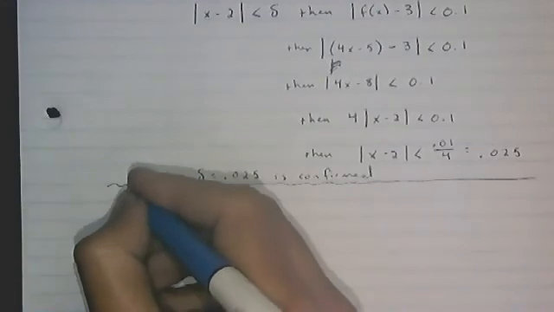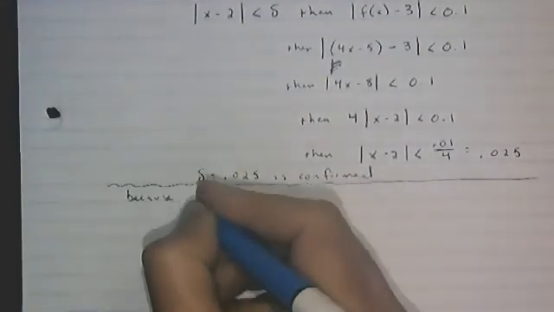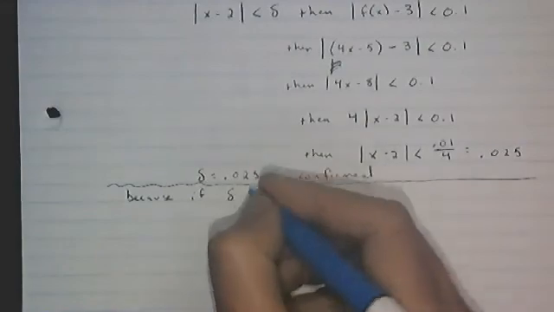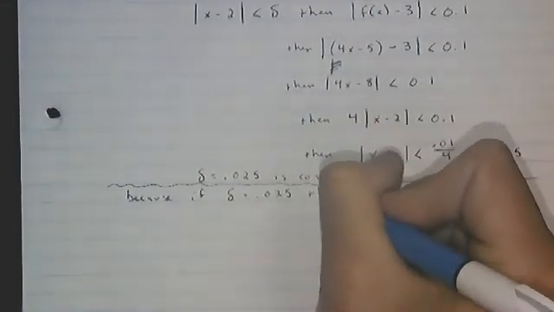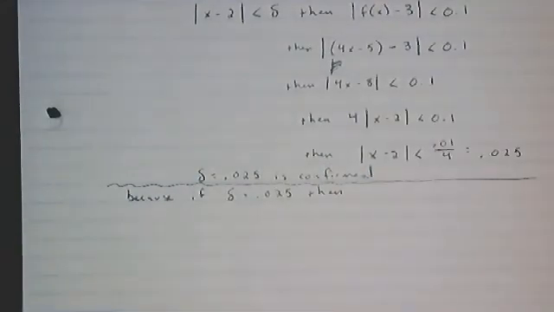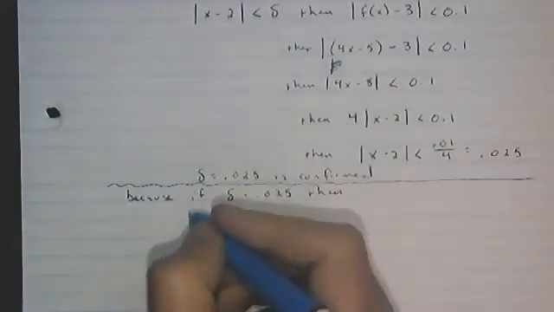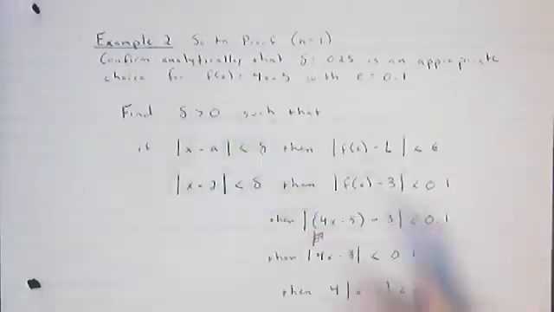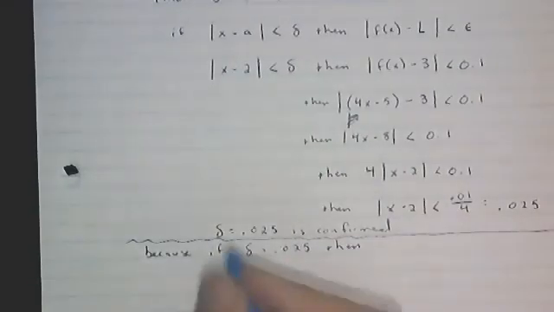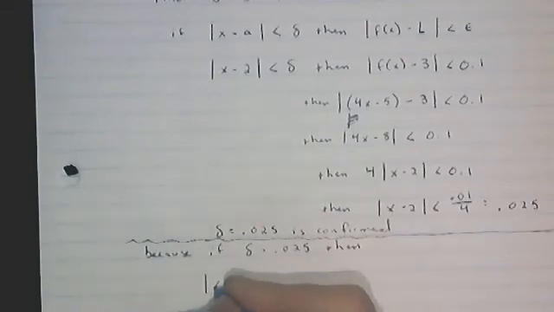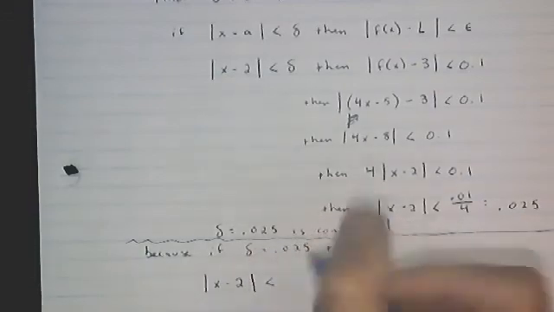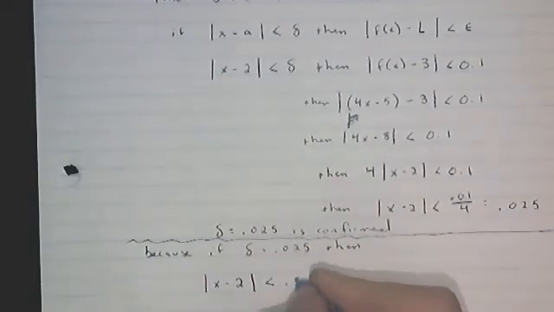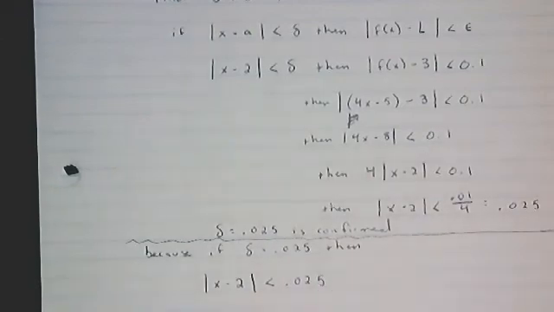So because delta is equal to 0.025, what that means from our statement up here is that the absolute value of x minus 2 is less than 0.025. It's also got to be greater than 0. Let's not forget that.